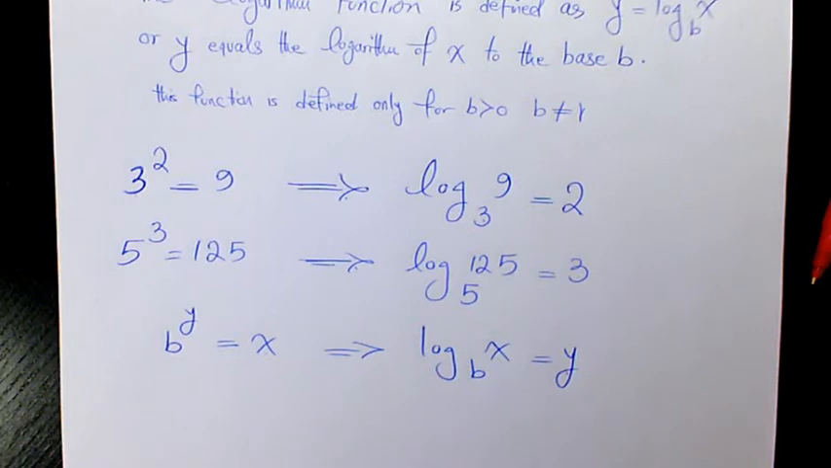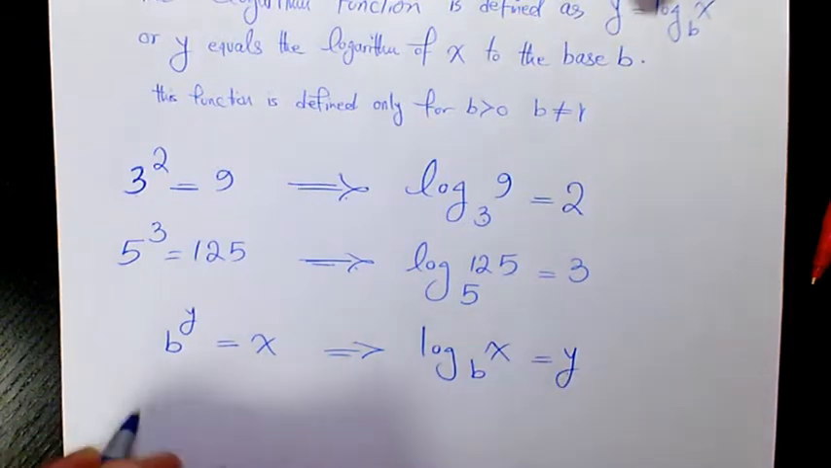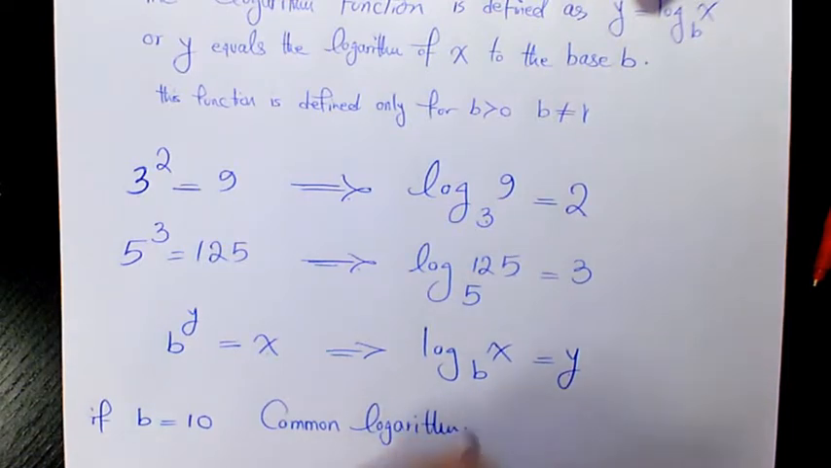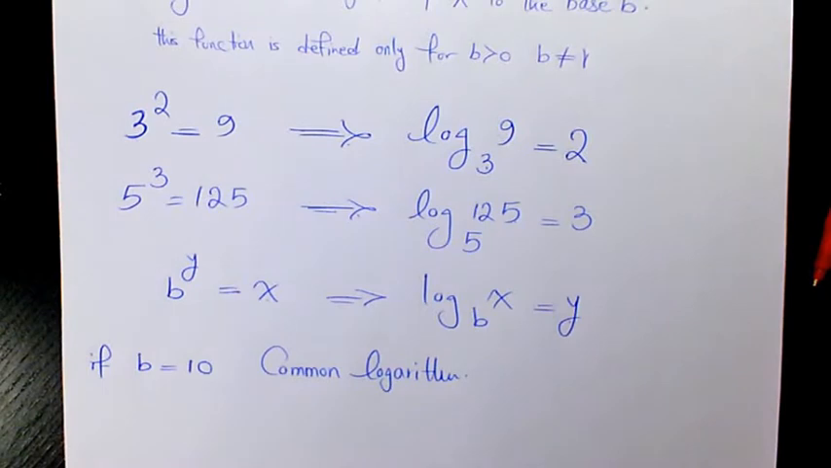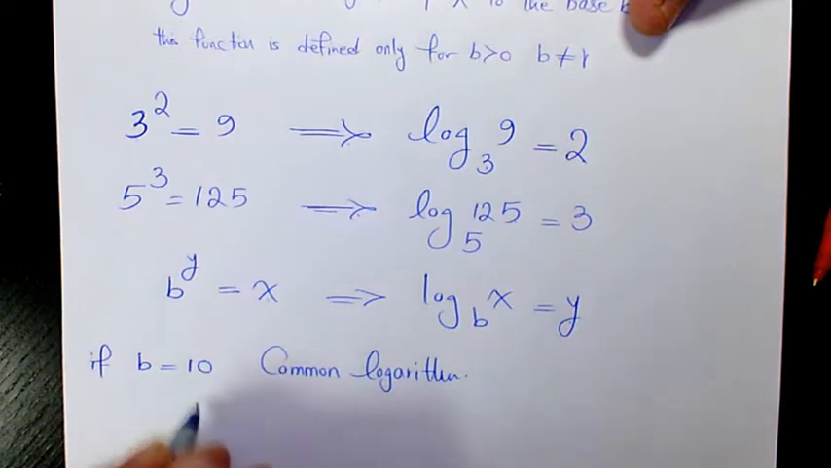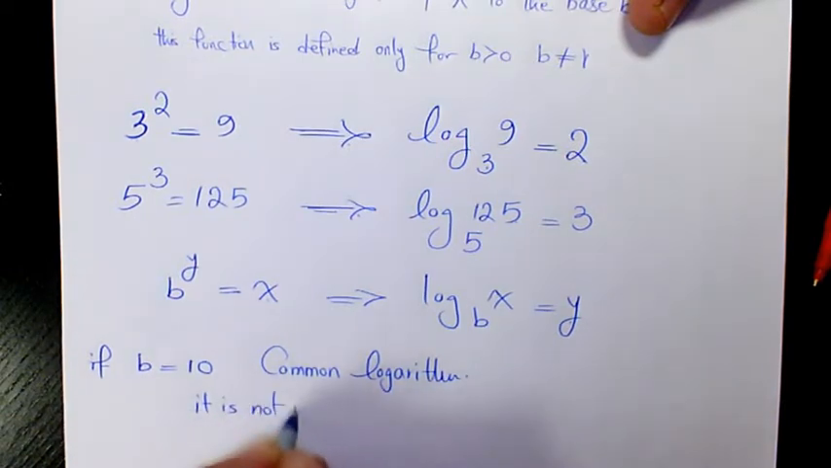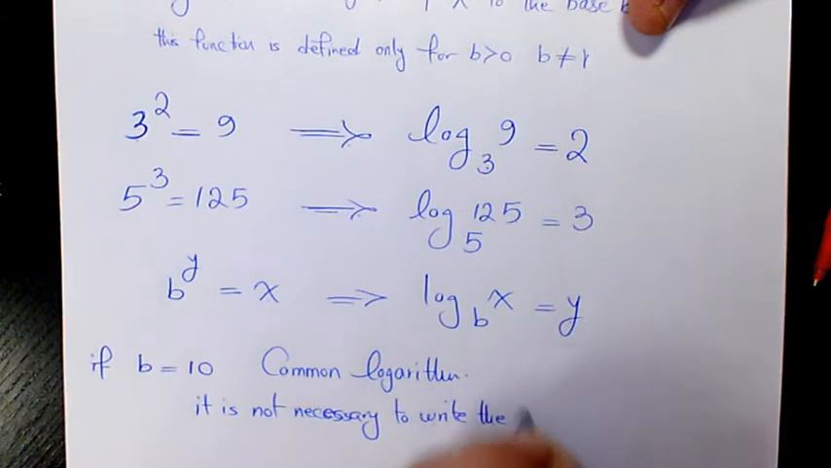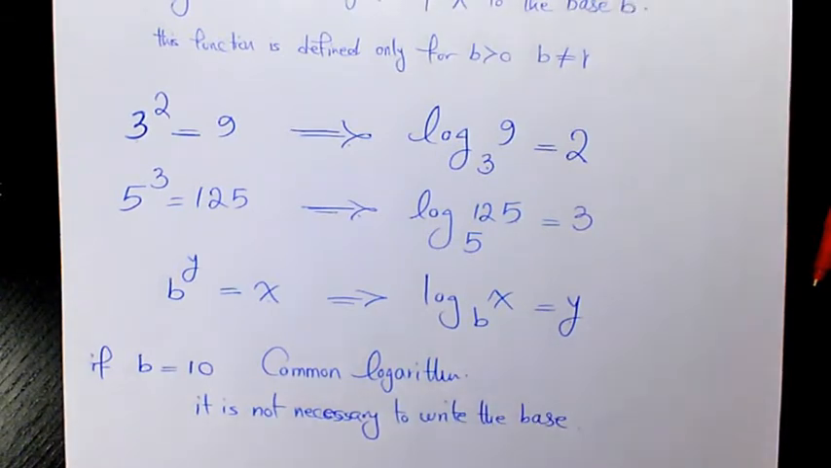Sometimes the base is equal to 10. When the base is equal to 10, if b is 10, it is called the common logarithm. In this case, if the base is 10, it is not necessary to write the base. Let's see some examples.